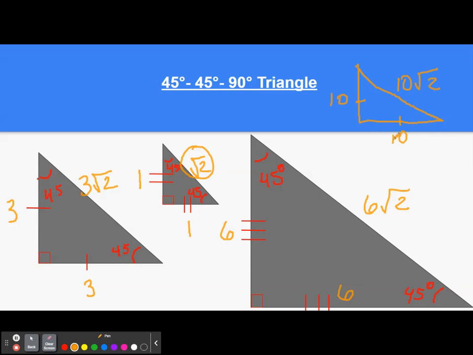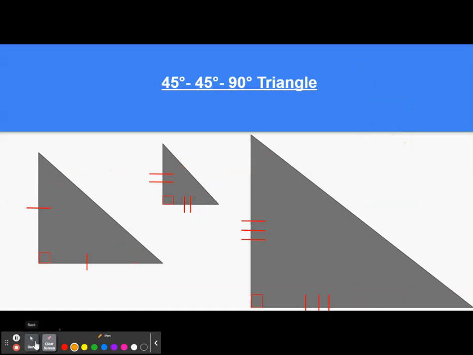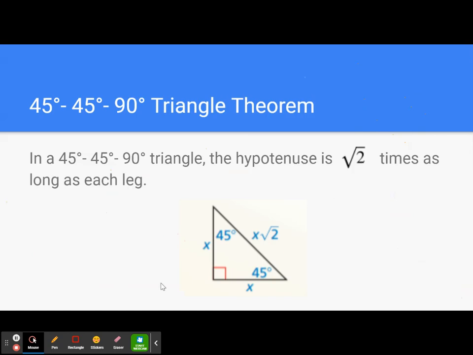Notice you didn't have to use the Pythagorean theorem. You just know. Okay, so that's a rule. Right there at the top of your paper, you see where it says 45, 45, 90 triangle theorem?